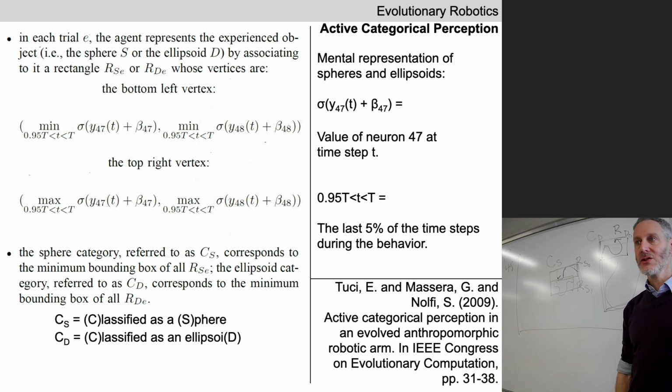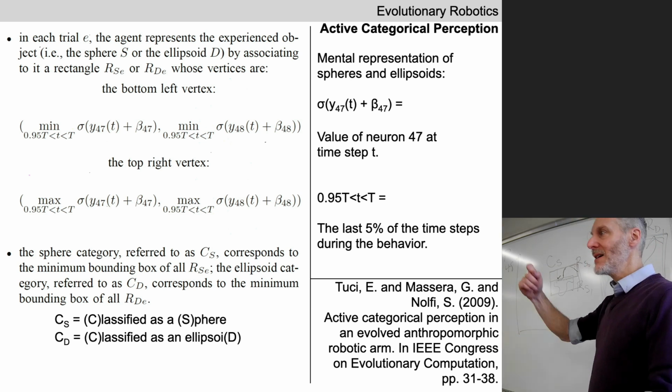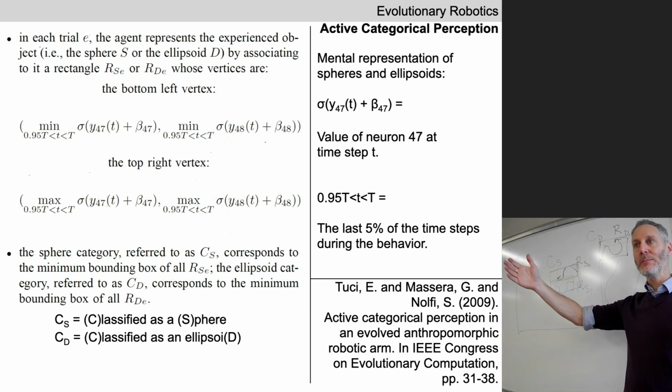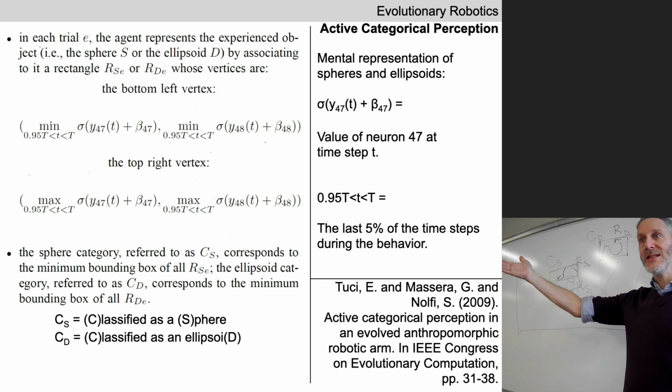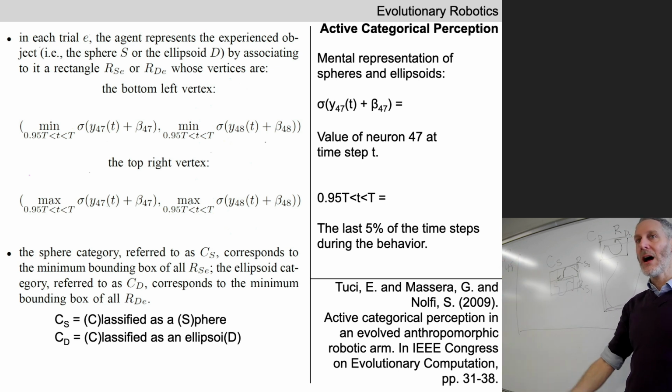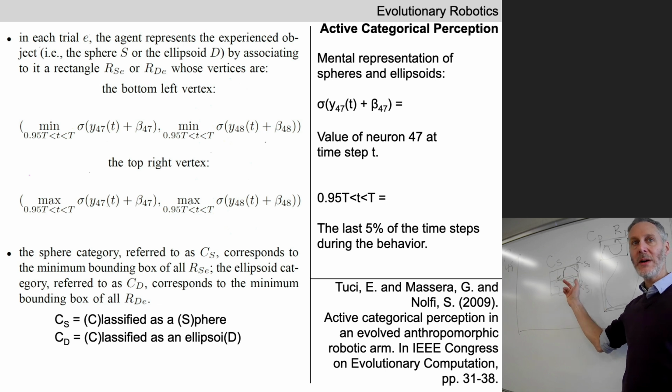What's the fitness function? We want to create a function that assigns a scalar. It assigns a floating point number to that CTRNN, where that number represents how well or how poorly the robot is performing active categorical perception. They're going to compute this fitness function using these 2 bounding boxes, CS and CD.